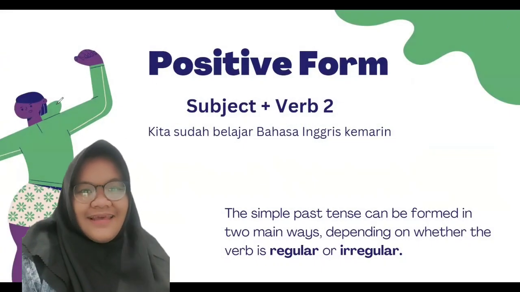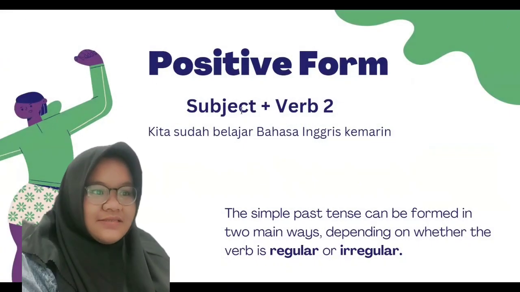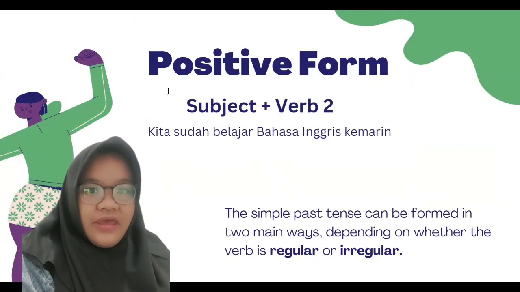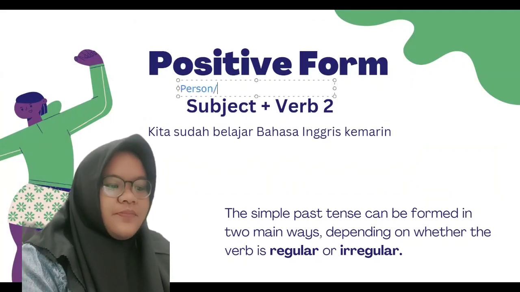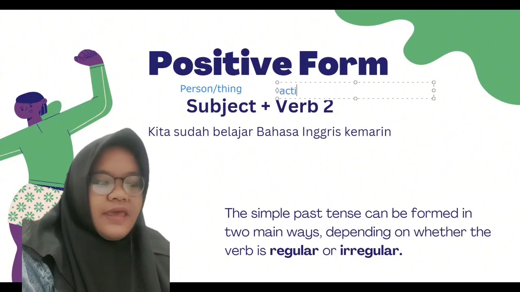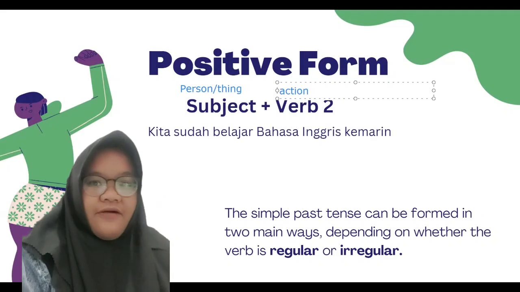To make a sentence in English, it must at least have a subject and a verb. Subject is the person or thing performing the action. As for the verb, it is the action itself.